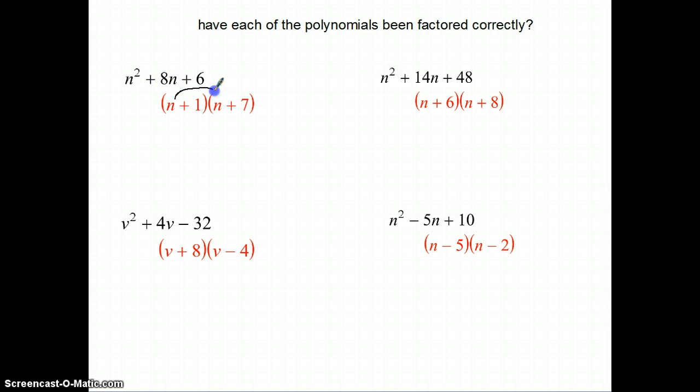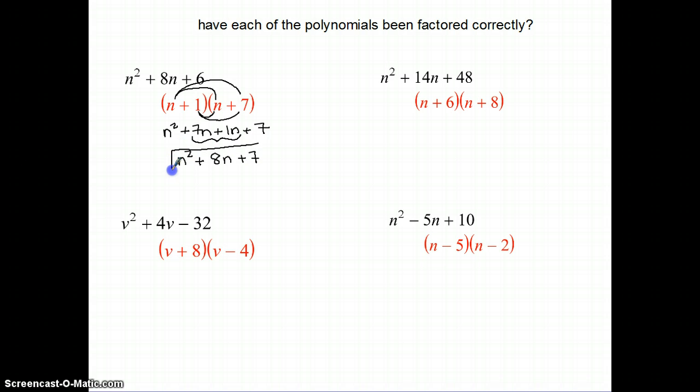Distributing my n times n gives me n squared. N times 7 gives me a positive 7n. Then distributing the 1 times n is a positive 1n, and 1 times 7 is a positive 7. Looking at this expression, I may now combine like terms in the middle. N squared plus 8n plus 7.